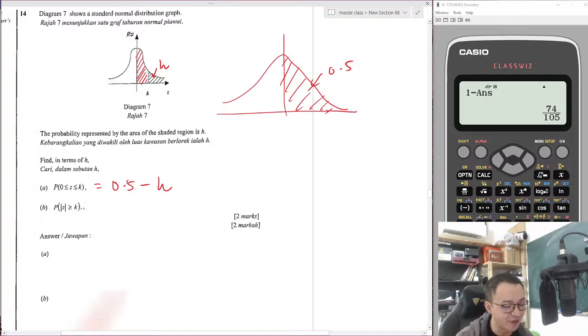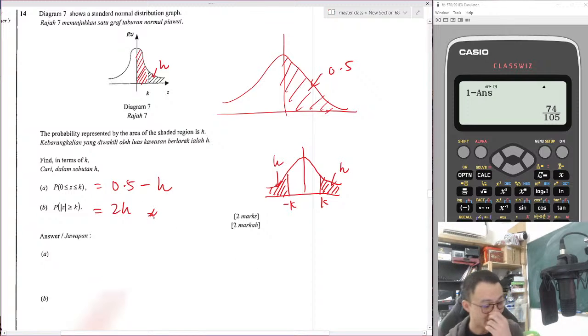Alright, and then you have the modulus of Z bigger or equals to k. What does this one mean? They ask about this part, k and negative k. They ask about both of these parts. Because I know one of them will be H, and the other will be another H. So it will be H plus H, 2H. Okay, I believe 2 marks only.